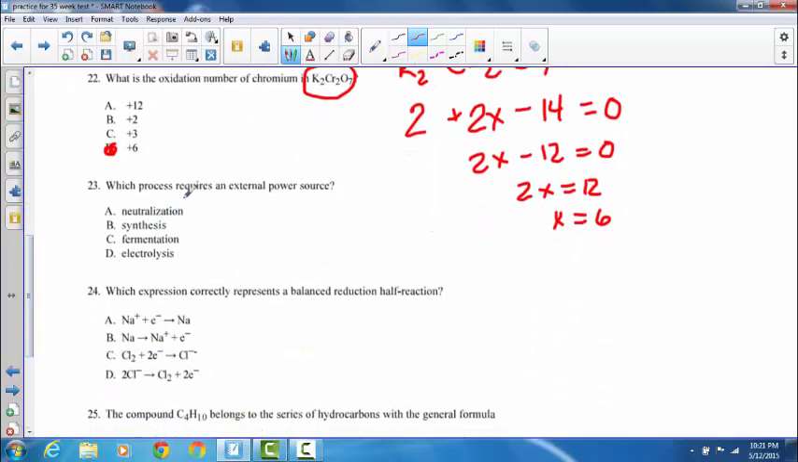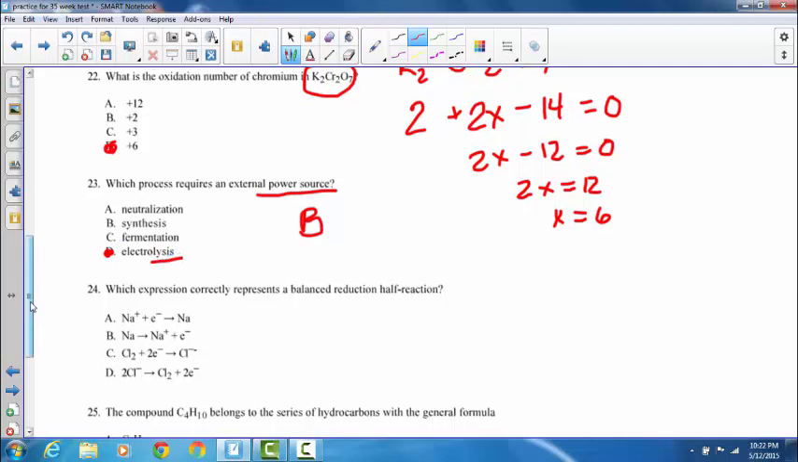Next one. Which process requires an external power? If you need a power, that means that you are using a battery. Batteries are used for plating and for splitting substances where it is a non-spontaneous reaction. That is known as electrolysis. The word lysis means to break apart, and that requires energy.